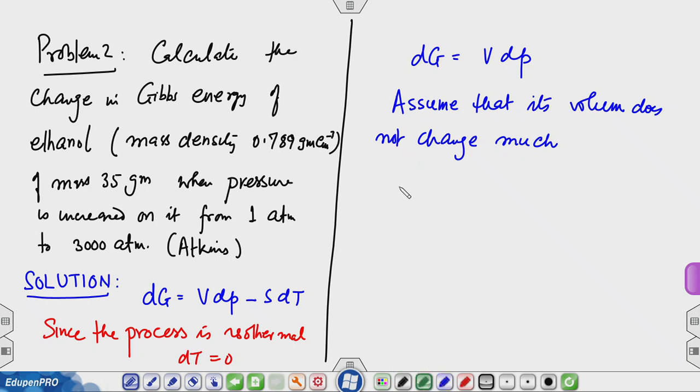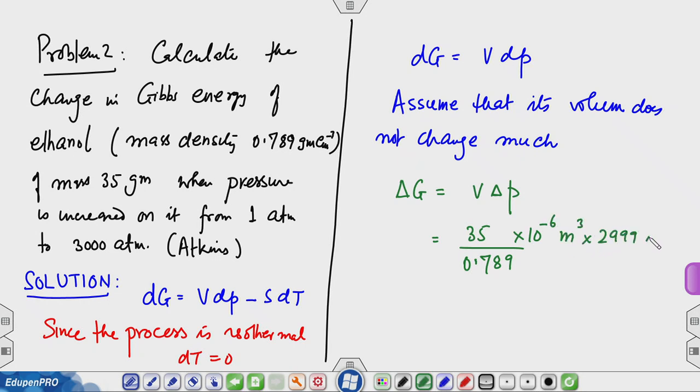So that gives you delta G equals V delta P, and volume is 35 over 0.789 times 10 raised to minus 6 meter cubed times 2,999 atmosphere. So I can remove this atmosphere, write this 10 raised to 5 Pascal. And that gives you 13 kilojoule. That's the answer. Actual one could be slightly less.